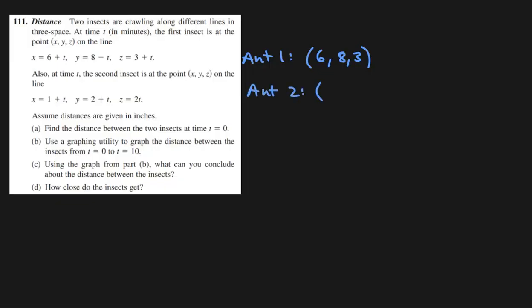For ant 2, same exact idea. You just plug in 0 everywhere. And so the first one is going to be 1. The second one will be 2. The z coordinate will also be 2.